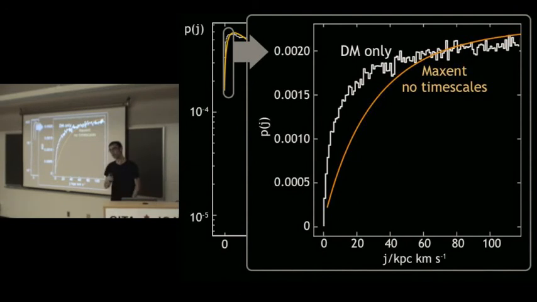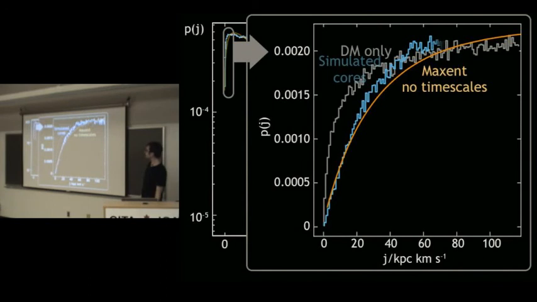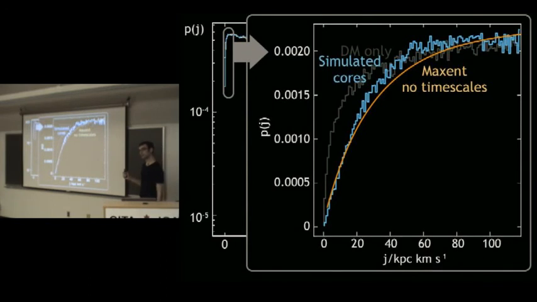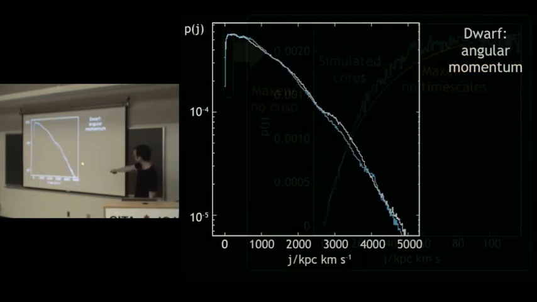the dark matter only simulation has more low angular momentum particles than the maximum entropy solution would lead you to expect. But if you go into the simulation which has baryons, which has generated the core, you find that the distribution of particles once the core is formed is in much better agreement with the maximum entropy solution. And in fact, bizarrely, this is the only place it changes. It's only right at this very low angular momentum end that you see this change. If you zoom back out, then these are the 2 distributions. They look pretty much identical when you look at the large angular momentum end.